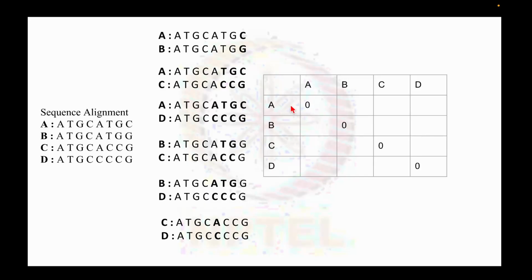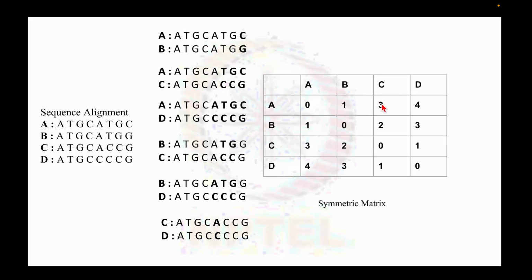So initially you generate all the possible pairwise alignments and count the number of mismatches in each pairwise alignment that are part of this multiple sequence alignment. First take A and B. In A and B we have only one mismatch, so the score of A and B is 1, since we have only one mismatch here. Similarly I have filled the rest.